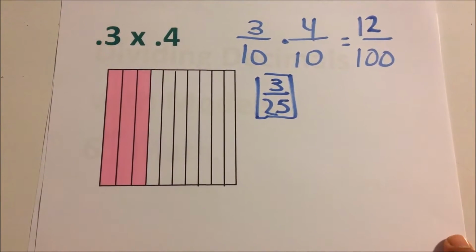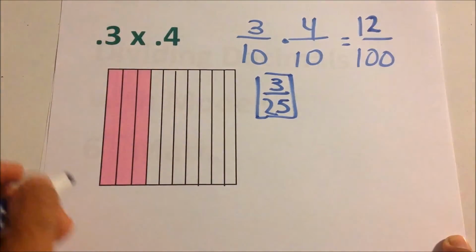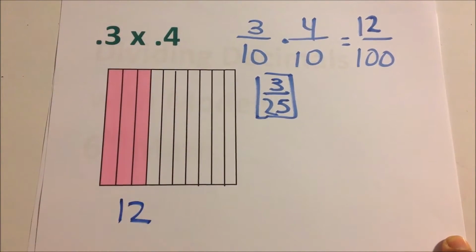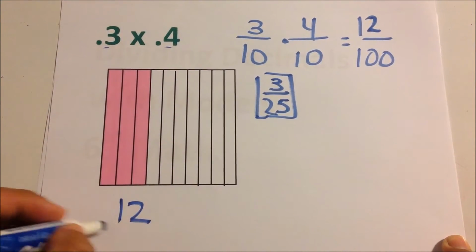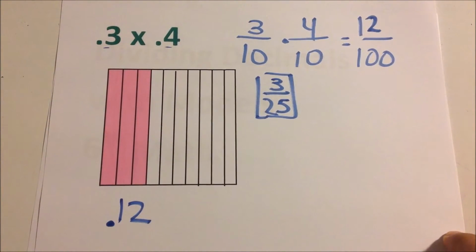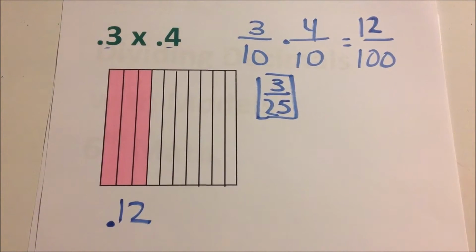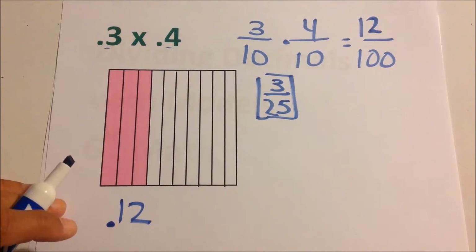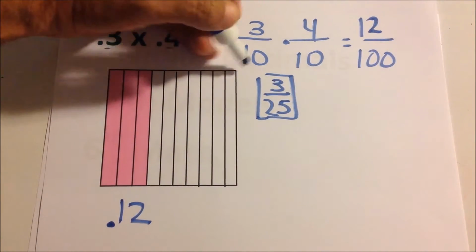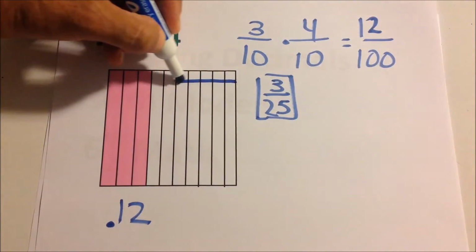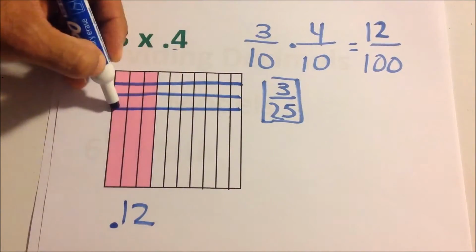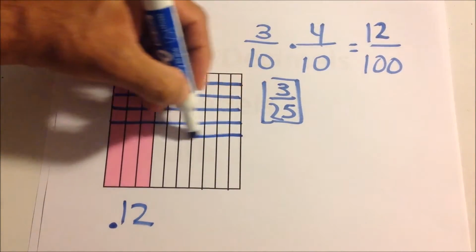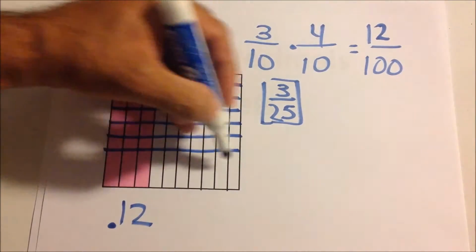So here we have 0.3 times 0.4, and in the regular way, remember we just multiply. 3 times 4 is 12, and we count the place values as 1, 2. So we move it twice. 0.12. Now let's do it with a model, just reviewing. So we have the 0.3, and now we're going to make, again, 9 lines so we can get 10 spaces. 1, 2, 3, 4, 5, 6, 7.